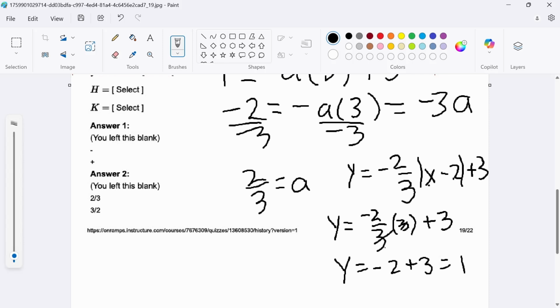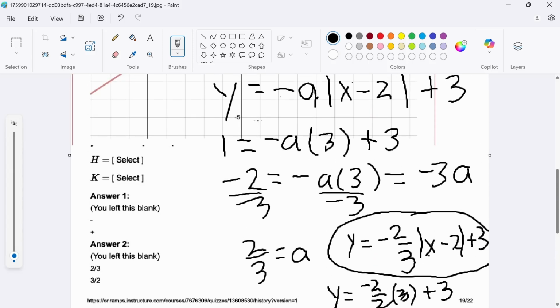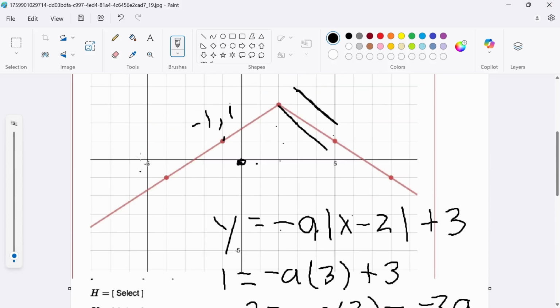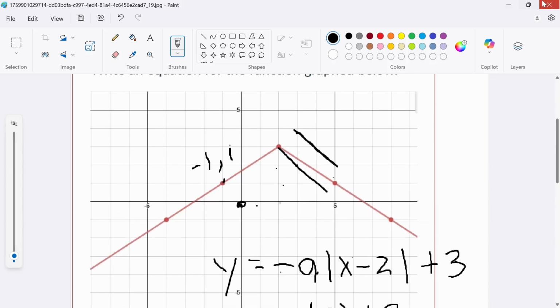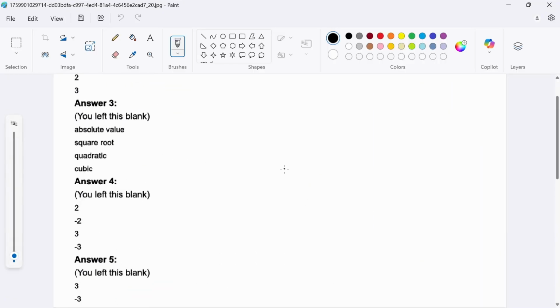So when x is negative 1, y is 1, I verified that I've got the right equation, which is this. Y equals negative 2/3, absolute value x minus 2 plus 3, and then you'd have to fill this in, however it's filled in. Okay, that was question 18. Let me go to 19. Where is 19?